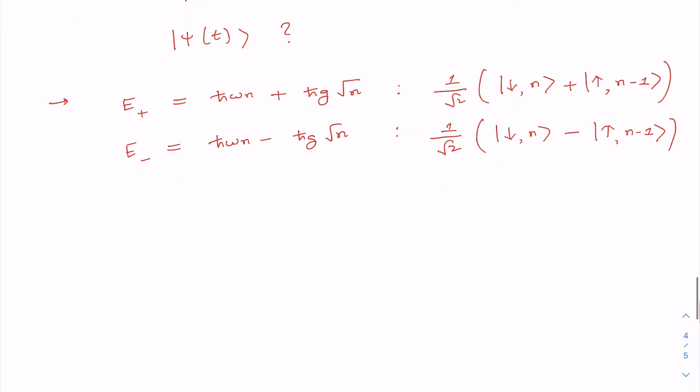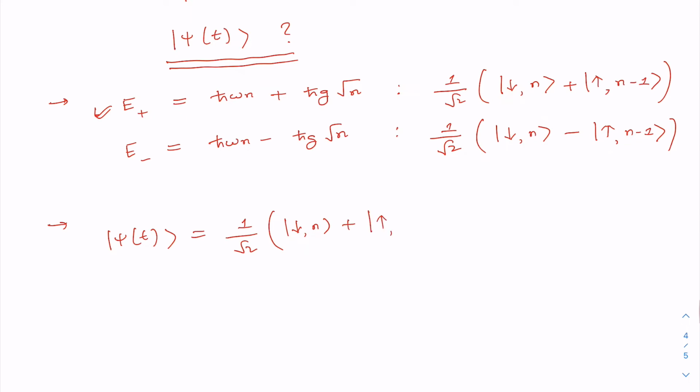We can use this information to find out what our state vector is at an arbitrary time t, and from elementary quantum mechanics it's easy to do. So we know that one state we have is 1 by root 2. So let me utilize this information. Let me write here again. We have this symmetric superposition state. This is one of the eigenstates of the system, and the energy eigenvalue is E plus.